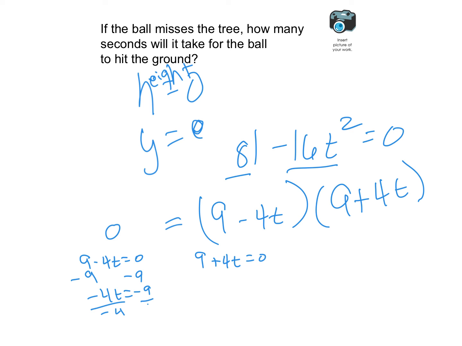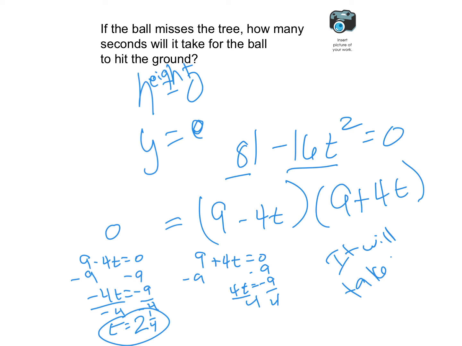Divide both sides by negative 4. t equals 2 and 1/4. Okay, that makes total sense. Minus 9. I see right now this one's not going to make sense because it's going to end up with a negative number. So it will take 2 1/4 seconds to hit the ground.